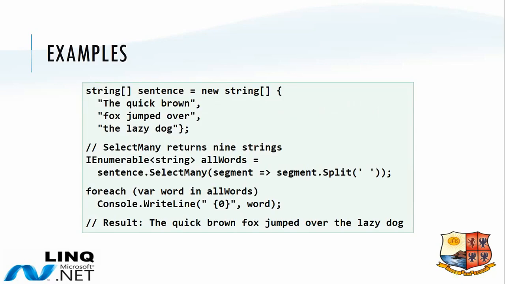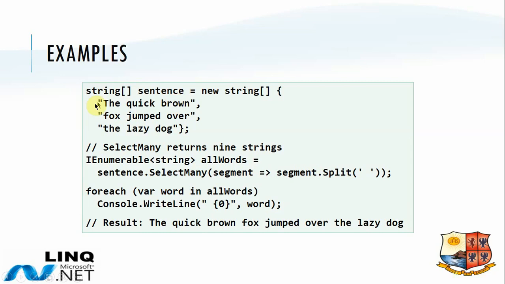Now here, select many. Now look at this, it returns 9 strings, wherever it is split with space. So 1 2 3 4 5 6 7 8 9, it will return a collection of 9 values. This is a big string which has 3 important pieces of data, and we are taking each and everything. Select many, not as one, I want it as a collection of values. So I say sentence dot select many, segment is just a range variable, goes to segment dot split with space.